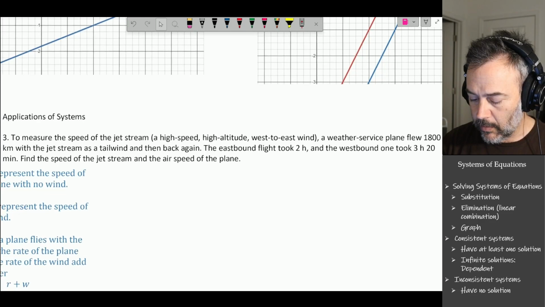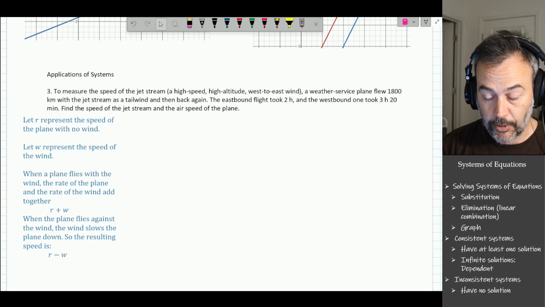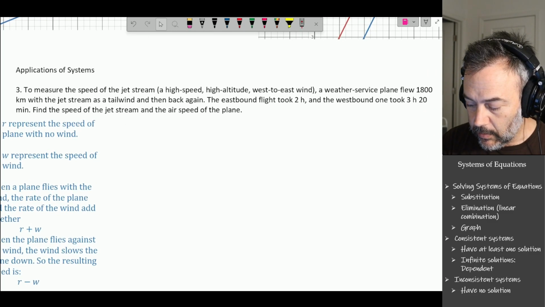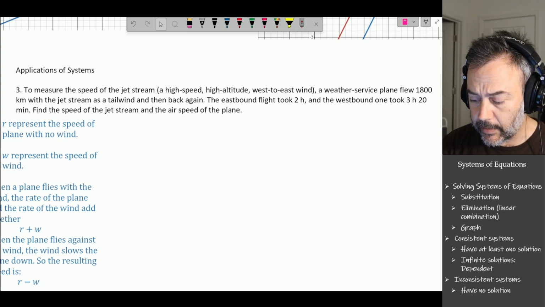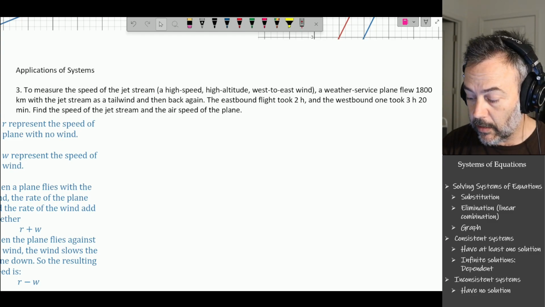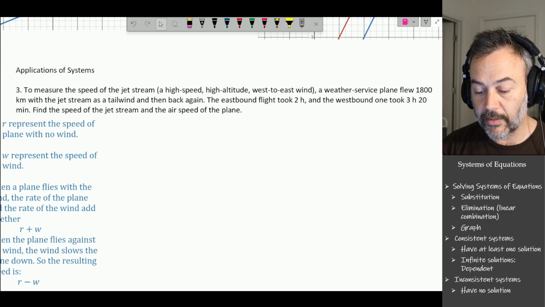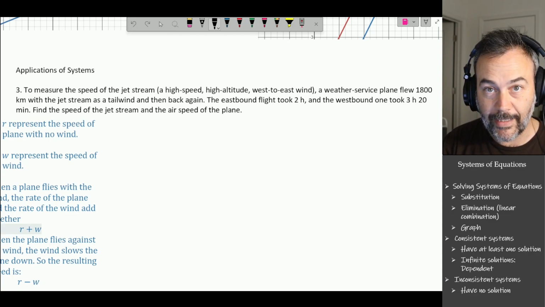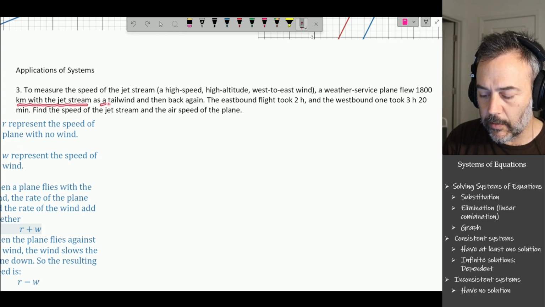Okay. All right. I want to say just a bit about applications. I had a question about this from a student, so I thought it was worth mentioning. To measure the speed of the jet stream, a high speed, high altitude, west to east wind, a weather service plane flew 1,800 kilometers with the jet stream. So they were flying east with the wind, and the wind was a tailwind.